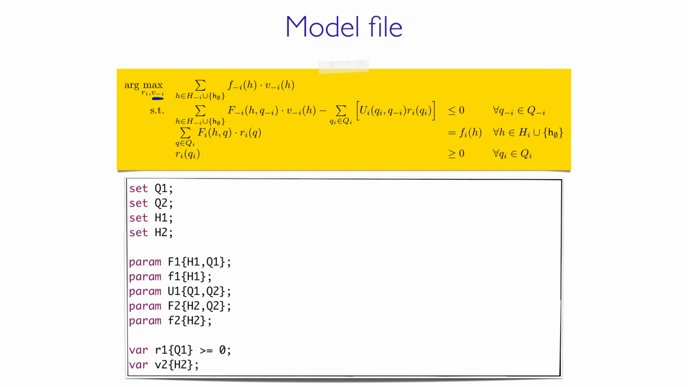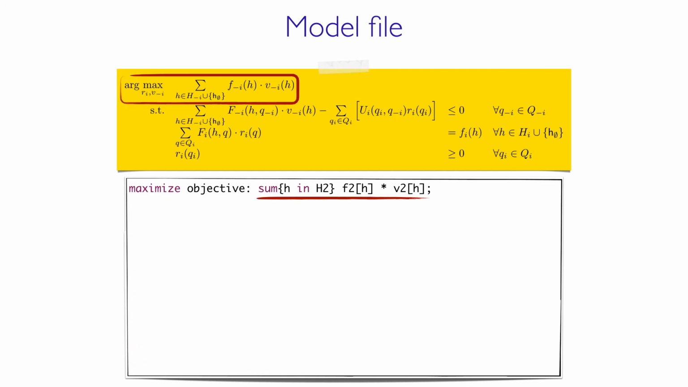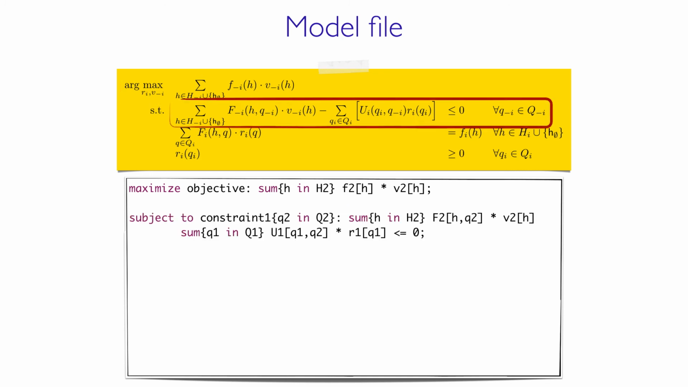Then there are variables V2. There is a variable for each information set in the set H2. The objective is to maximize the summation picture. Note that the sum is over the information sets of the player other than I, that is set H2.